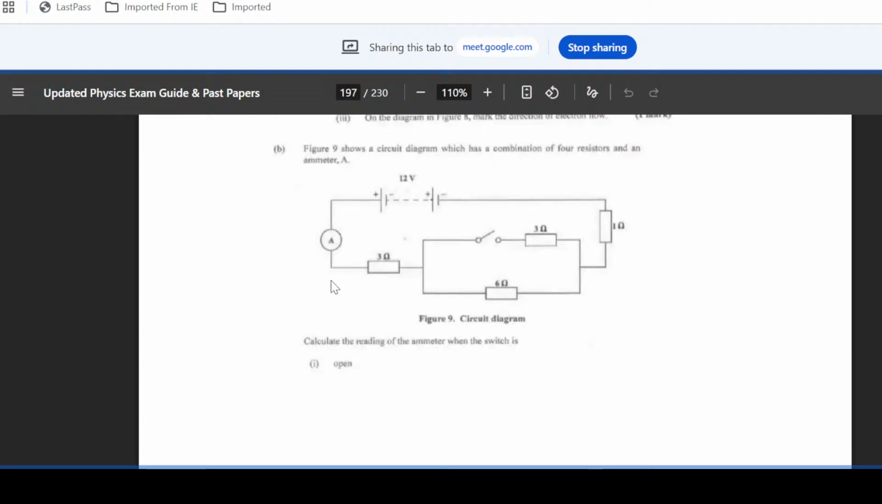So the rate of flow of charge in the circuit. They want you to calculate, first, when this switch is open. So visualize it. What's going to happen when this circuit here is open?